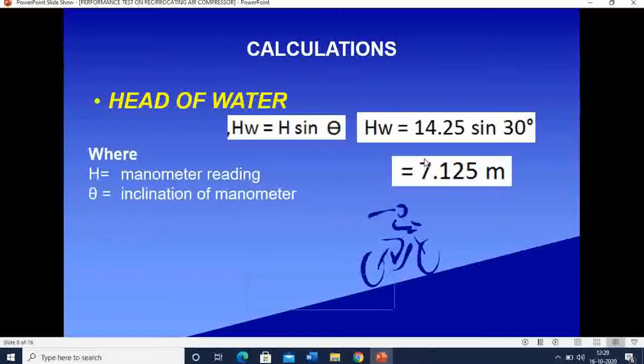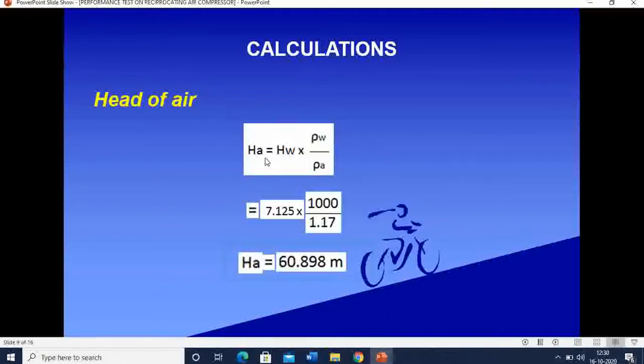When you go for the head of water, since it is an inclined manometer inclined at 30 degrees, you have to find it for the linear distance, and that is the head of the water column, HW. Use the formula H sin theta. The value of H is known to you, and sin 30, so you can find that value. It is around 7.125 meters. Then for the head of air, use the formula HW into rho W by rho A. Rho W, the density of water, and the density of air are both known to us, and we already know the value of HW, so you can find the head of air, which is around 60.898 meters.